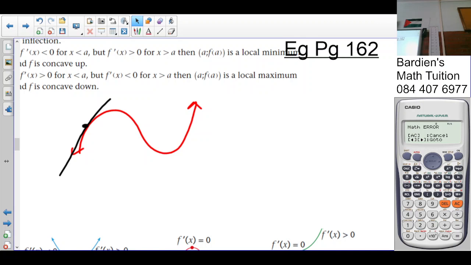Not so? If I draw the graph here, the tangent there, what do you notice? The graph is below the tangent, not so? If I draw the graph here, the tangent, what do you notice here? The graph is below the tangent. And as long as the graph is below the tangent, we say the graph is concave down.